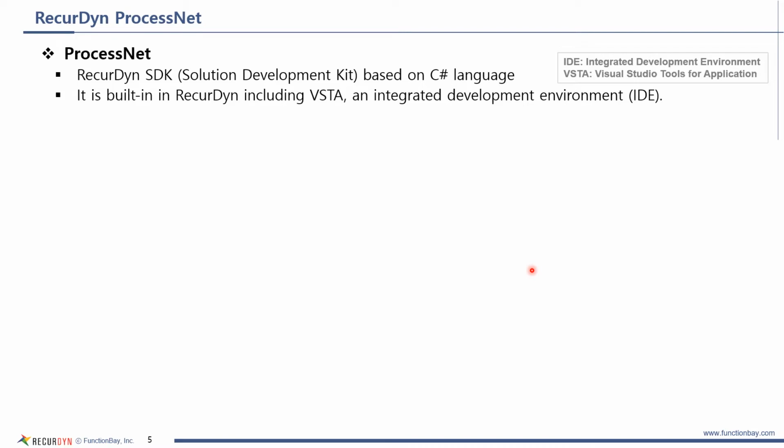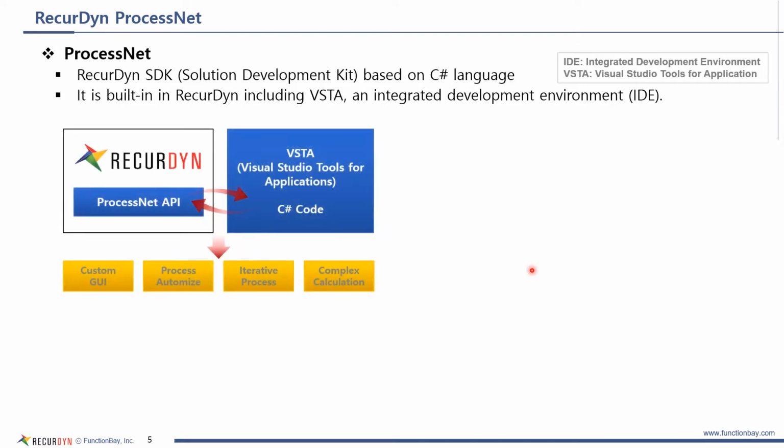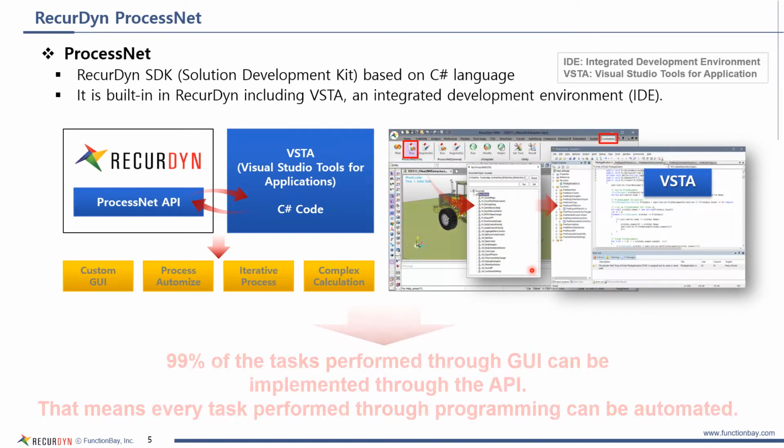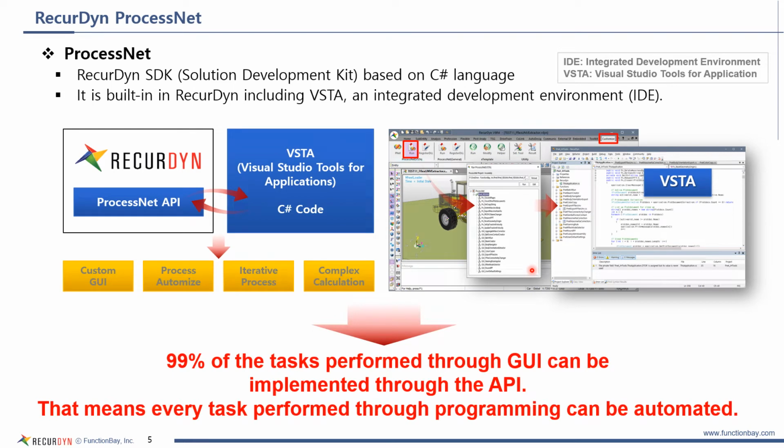Before explaining the Python API, the explanation of ProcessNet must be done in advance. ProcessNet is a solution development kit that can control RecurDyn using the C# language. In addition, ProcessNet makes it possible to perform all tasks in RecurDyn by programming and compiling necessary tasks in the development environment called VSTA. Therefore, it is now possible to automate all tasks in RecurDyn through programming.